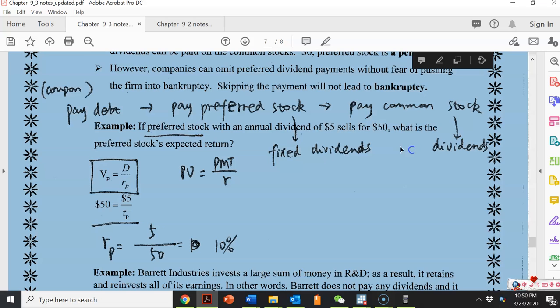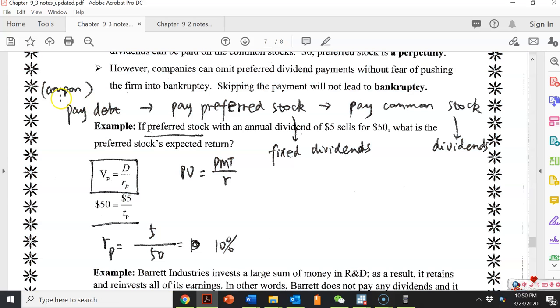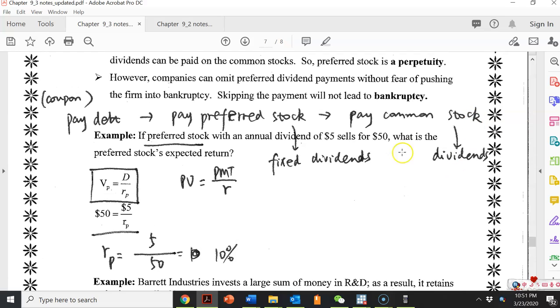Okay, so this is the order. The firm usually pays debt first, and then it pays preferred stock next at fixed dividends. Finally, the firm would pay common stock dividends. So debt is safest, preferred stock is in between, common stock is riskiest or most risky.